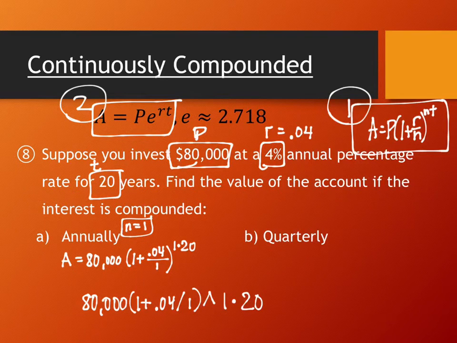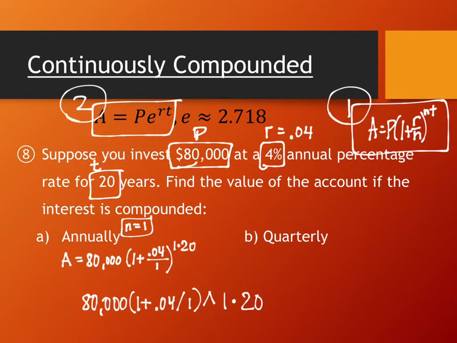What your calculator thinks you're doing, if you put it in like this, is that you're raising all of this to the power 1, and then you're multiplying that result by 20. But that 20 should be multiplied by the 1 in the exponent, right? So we have to make sure that our calculator understands that. There's a couple of options. One option is to put parentheses around the exponent. You can do that if you wish.